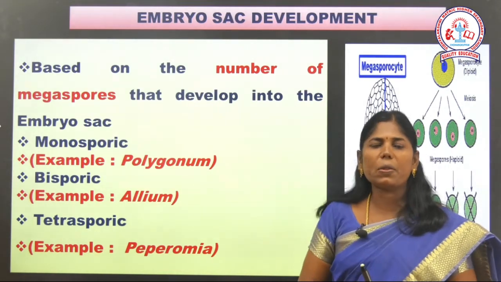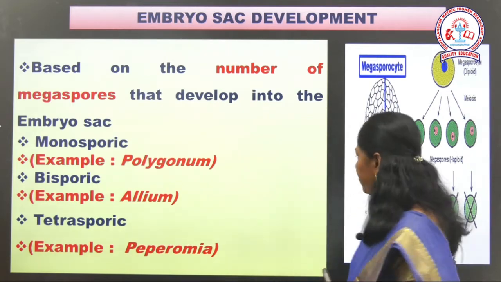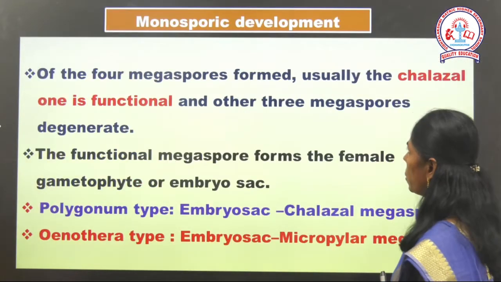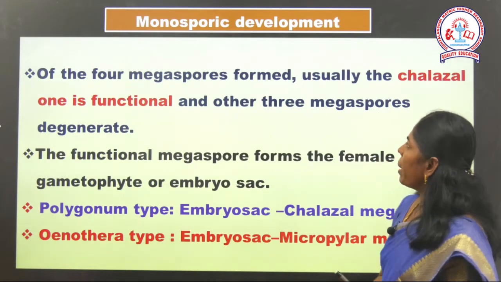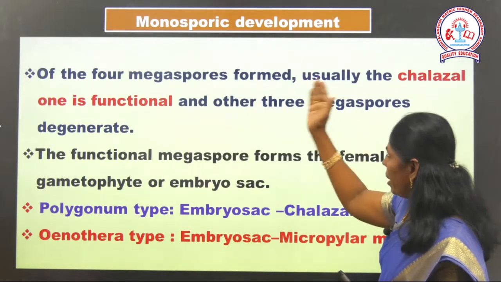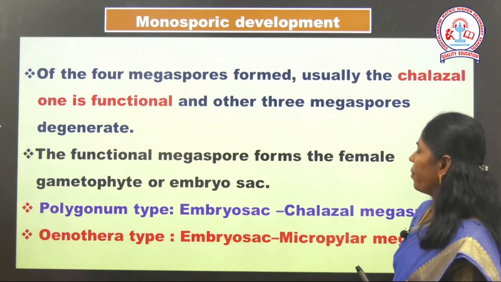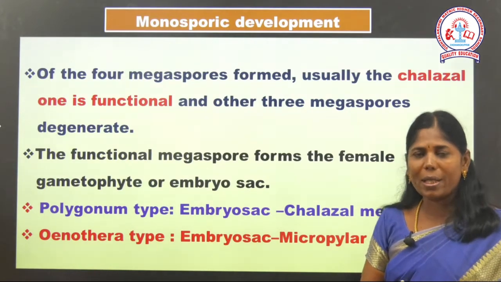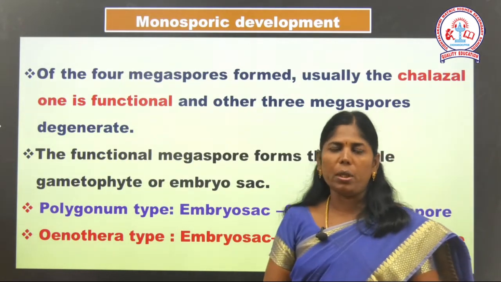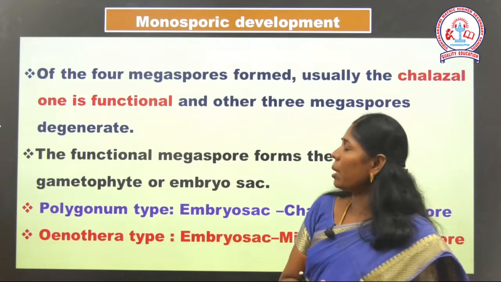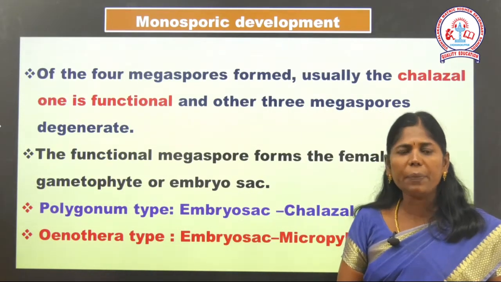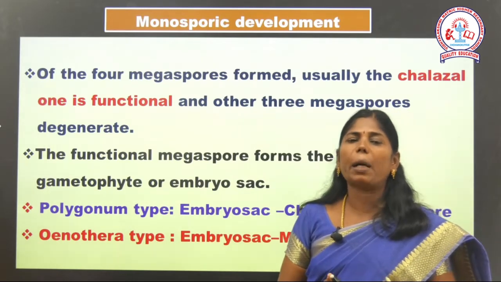First we are going to see the monosporic condition. Monosporic is otherwise called the Polygonum type. Of the 4 megaspores formed, as we already studied, only 1 megaspore acts as the functional megaspore. The remaining 3 megaspores degenerate. The functional megaspore is the first cell of the embryo sac or female gametophyte.